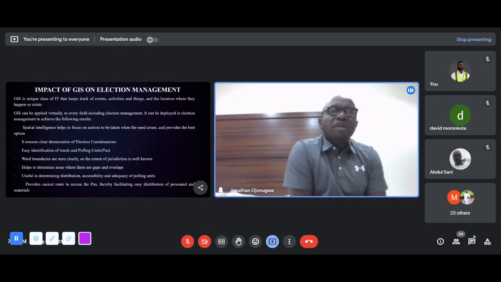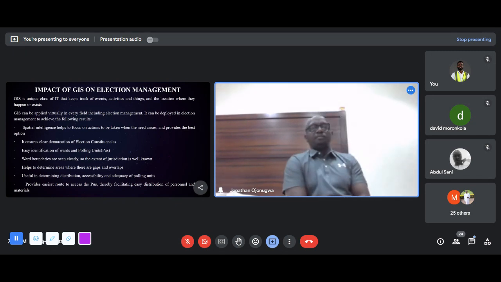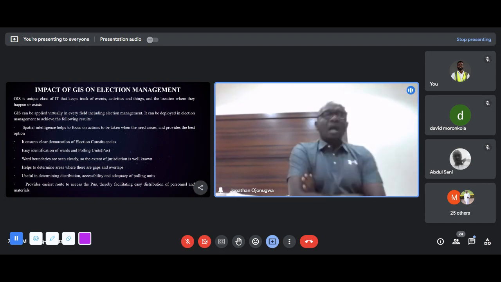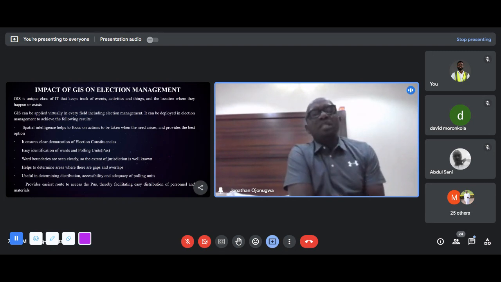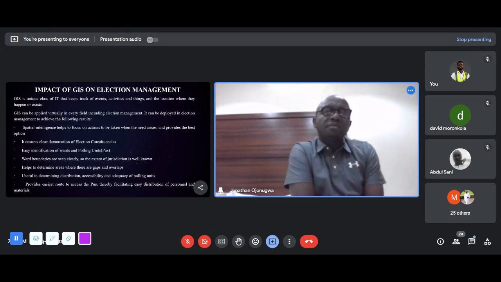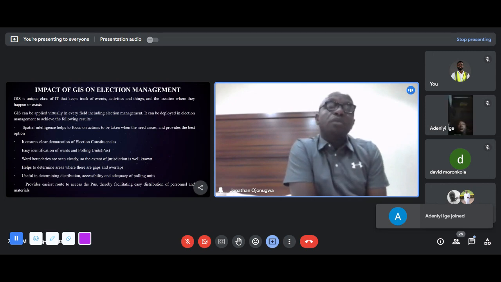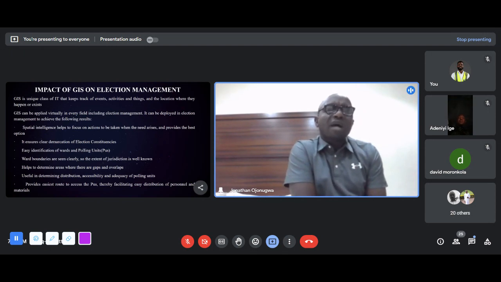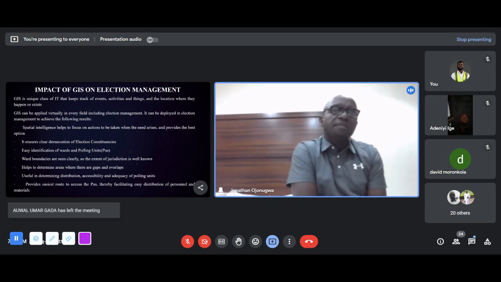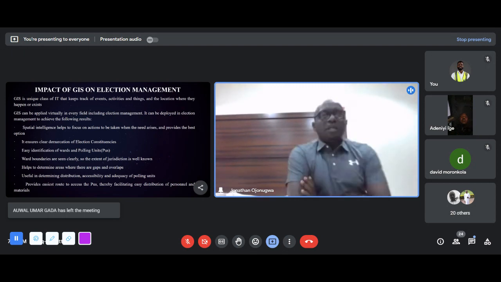It ensures clear demarcation of electoral constituencies. How is this related to election management? In the course of this discussion, we'll be having an opportunity to look at maps. This map enables us to identify our wards in polygon. Each of the wards in a particular local government will be demarcated using a particular category of data in GIS to represent them. Secondly, it makes it easier for us to identify wards and polling units related to election management.